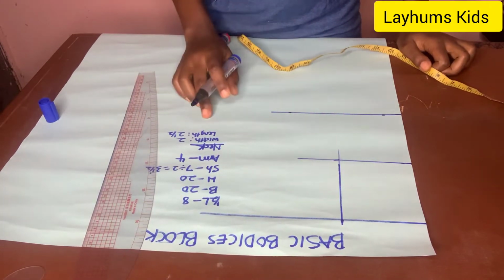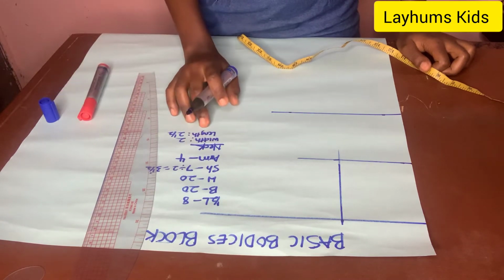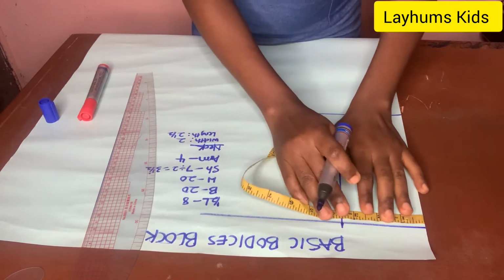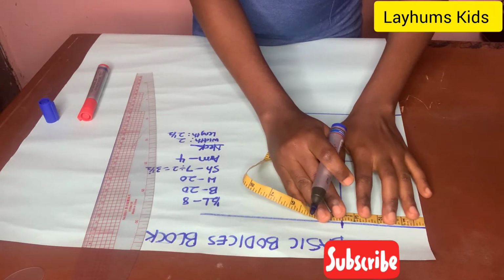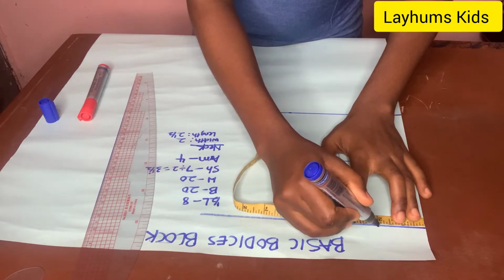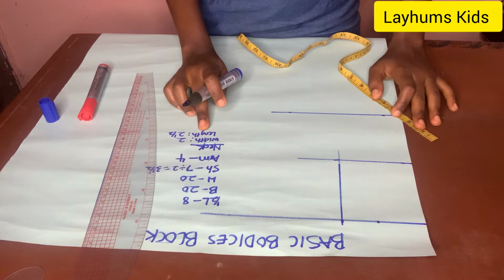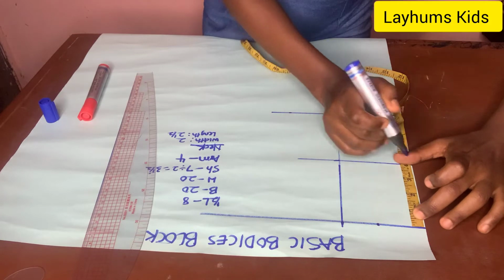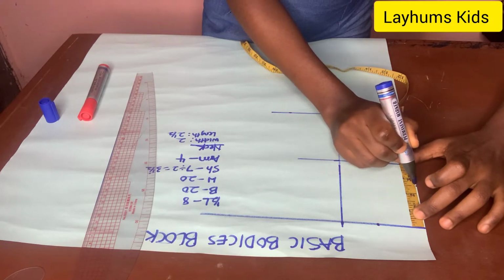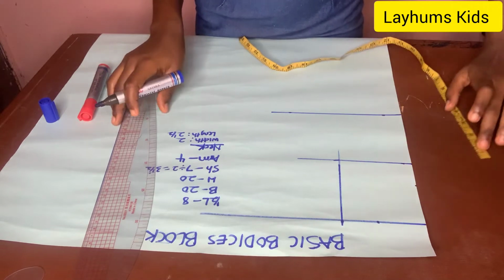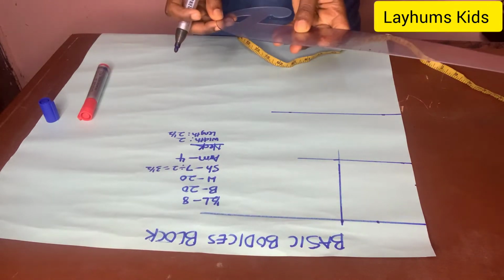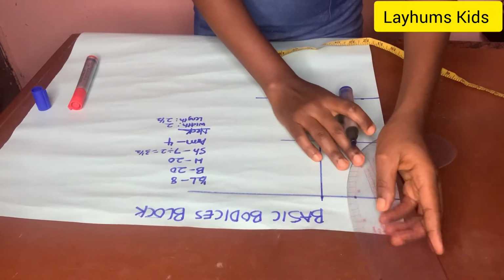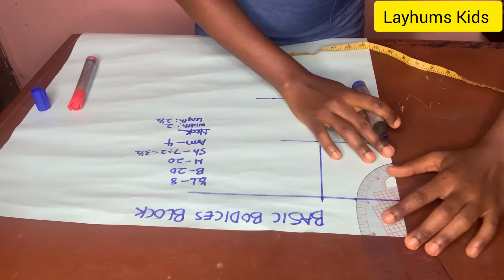So after that, I can go ahead to mark my neck. My neck width, the wideness, I'm using 2 inches. So from here, 2 inches. Then my neck length, how long my neck will be, is 2.5 inches. So I'm marking my 2.5 inches. I can use my curved ruler to join those 2 points, and you can also do it with your free hands. Just make sure that you're doing it very, very well.